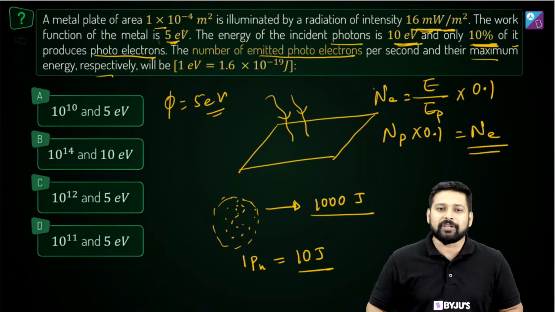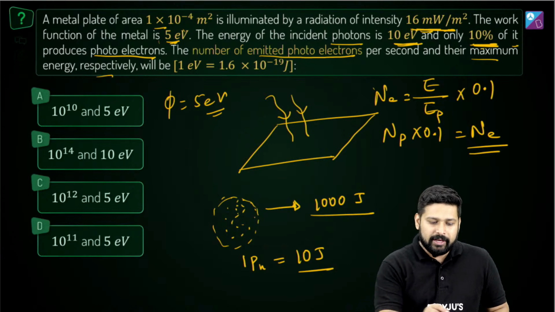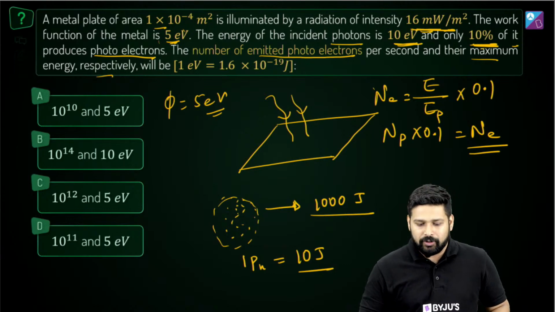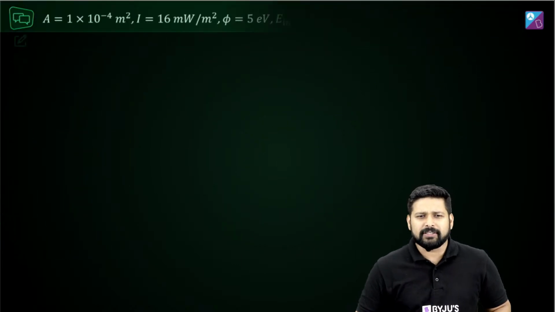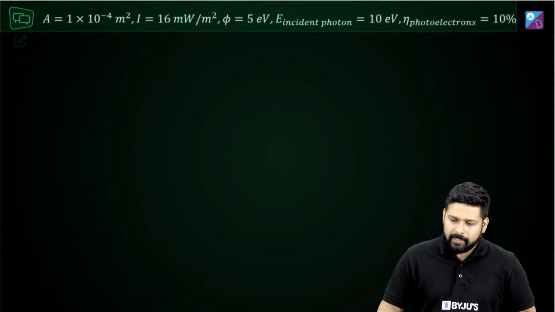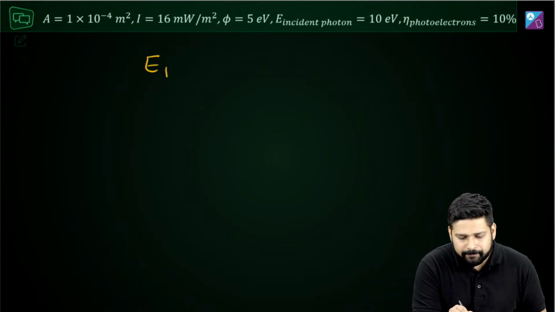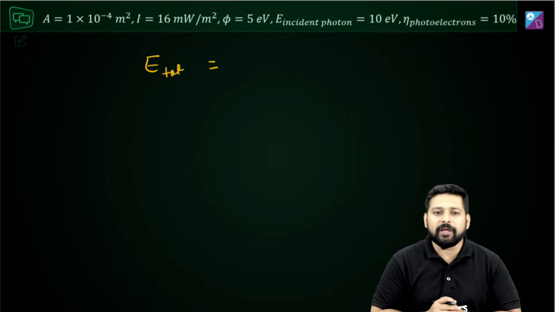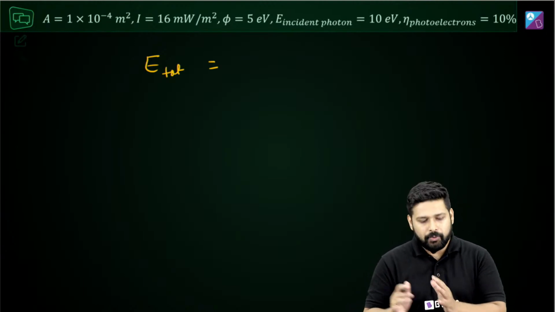Is this question clear now? है ना? हमको क्या निकालना है? Number of emitted photoelectrons. यही तो निकालना है. Total energy हम कैसे निकालेंगे? चलिए, let's solve it. कर दे solve, फटाक से. Shall we solve? ठीक है. Total energy in 1 second. E total कितना होगा? E total will be how much? I into A.